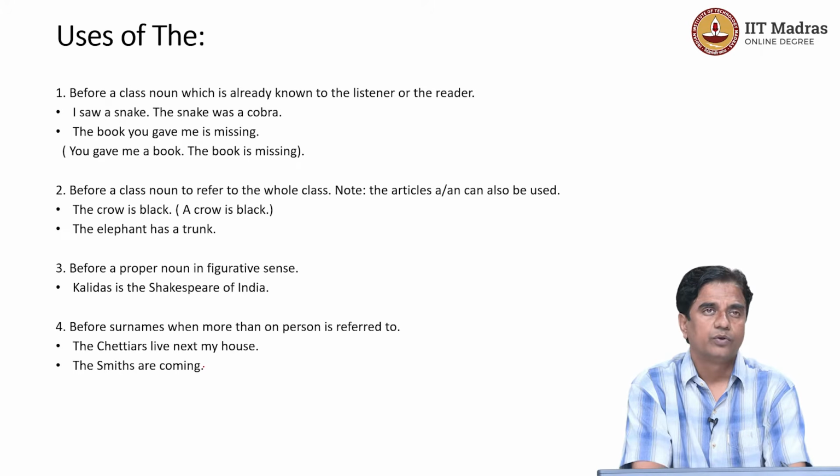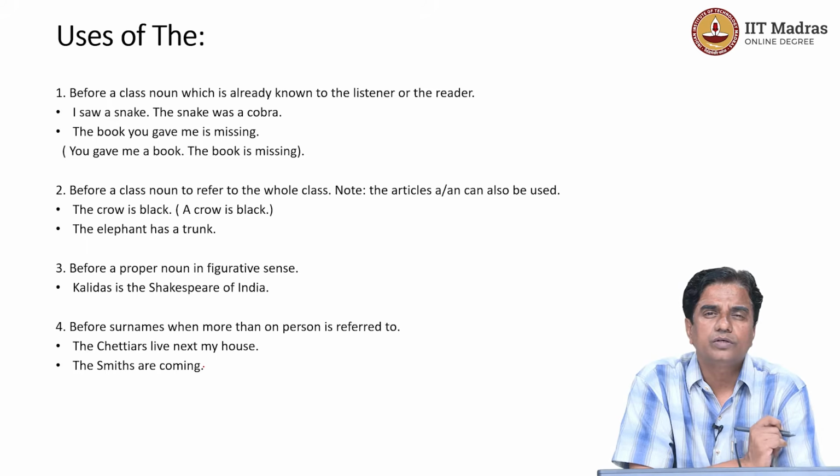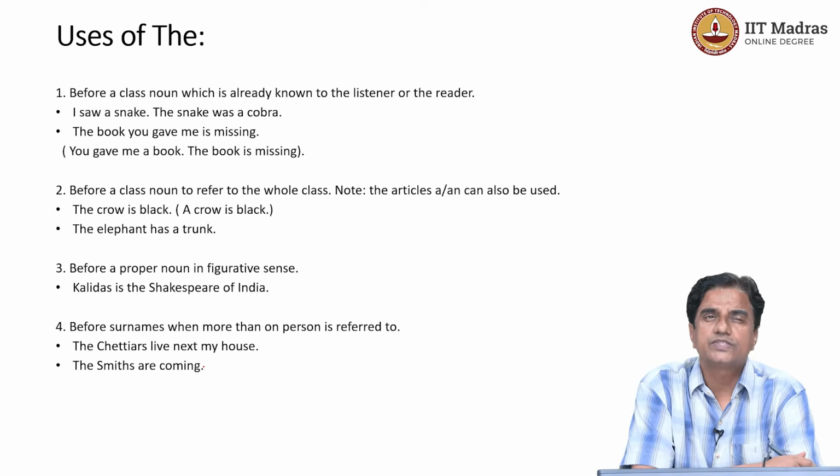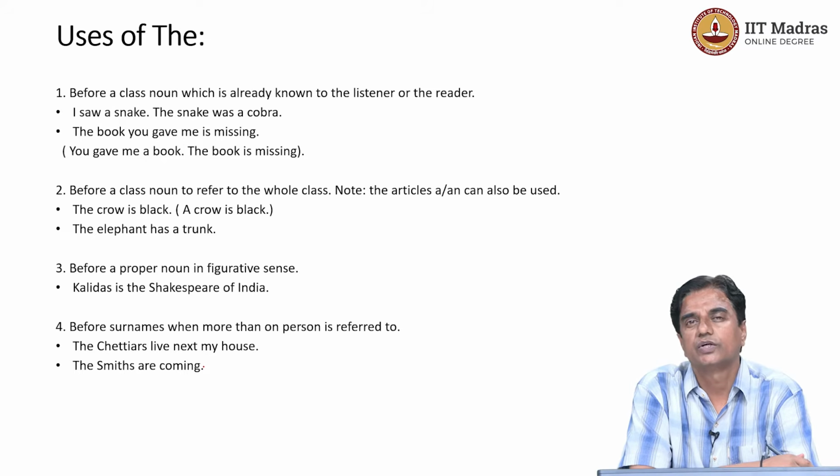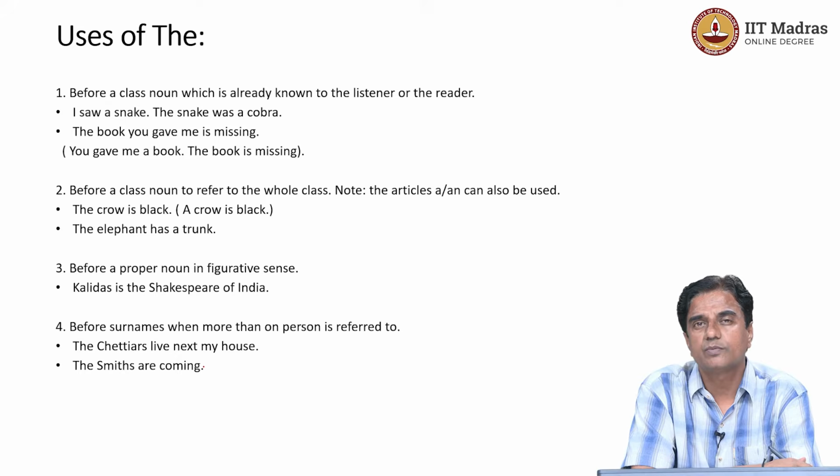So look at it. The first broad example is that we use a definite article before a class noun which is already known to the listener or the reader. What is that supposed to mean? Look at the context. I saw a snake. Look at this example here in this slide. I saw a snake.